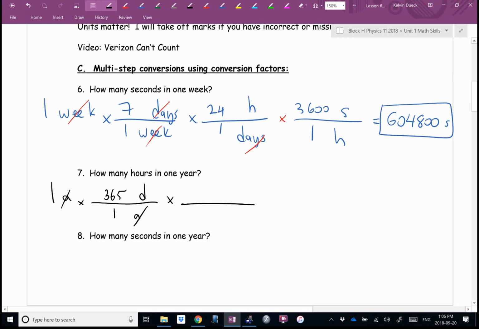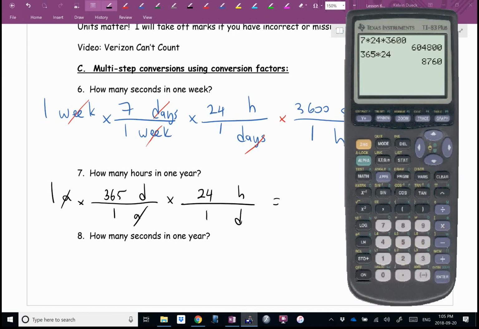Oh, can I go from days to hours? So, done, 2 lines. What's the conversion factor? How many hours is how many days? 24 hours is 1 day. Mr. Dueck, I figured out the pattern. We always multiply. No, I'm giving you fairly simple ones. We will be getting to some where there are numbers on the bottom. If they're on the bottom, you divide. 365 times 24.